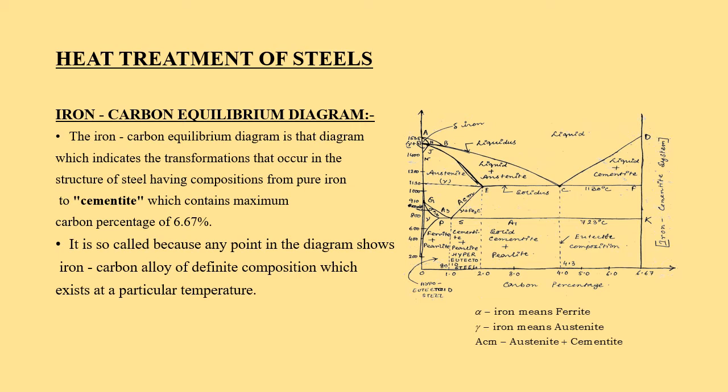a particular temperature. An equilibrium diagram is constructed by plotting temperature along the y-axis and percentage composition of alloy along the x-axis. This diagram shows ranges of temperatures and compositions within which the various phase changes are stable, and also the boundaries at which the phase changes occur.